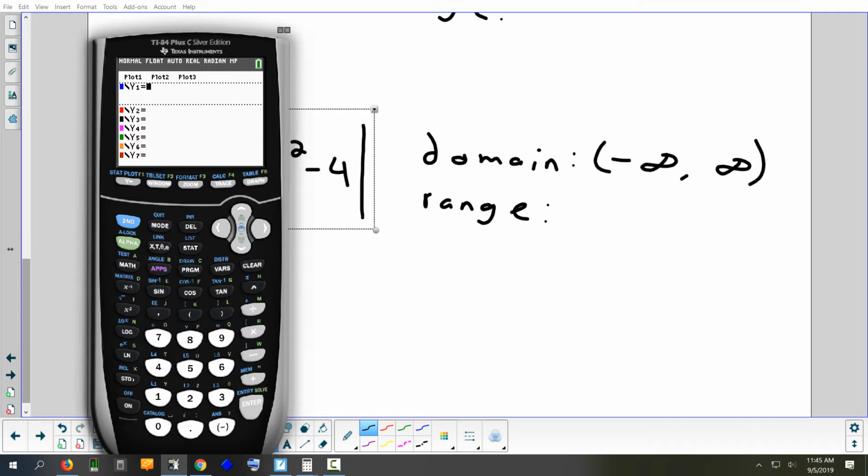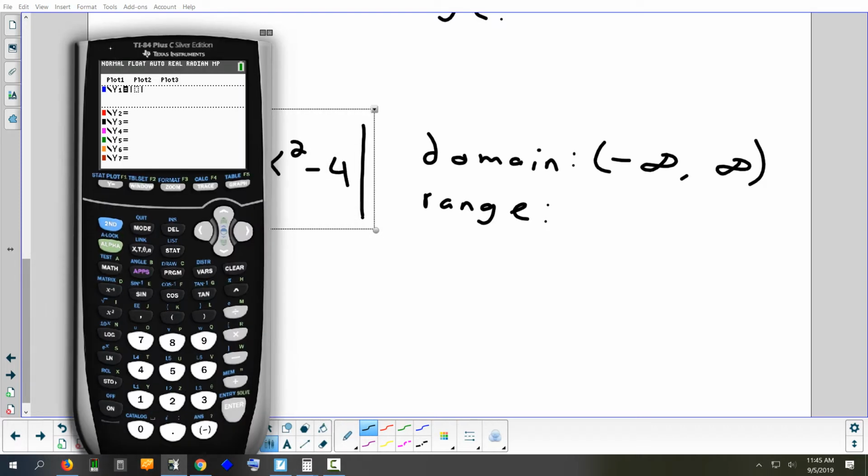All right, so absolute value. You got to press 3 things. Math, number, and then option 1. That's where absolute value is. It's math, go over to number, and pick option 1. And it puts the absolute value bars right on the screen for you, and you can start typing right in. X squared minus 4. And I'm going to do zoom 6, and we'll see if that's a good window.